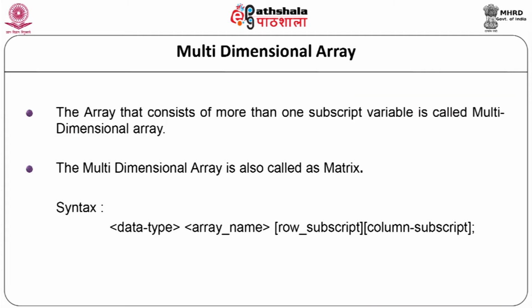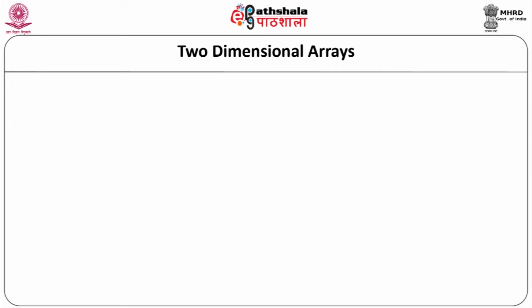Now let us see the second type of array, the multidimensional array. An array that consists of more than one subscript variable is called a multidimensional array. It is also called a matrix. The syntax is data type, array name, in the first square bracket the row subscript, and in the second square bracket the column subscript. Two-dimensional arrays are very common.